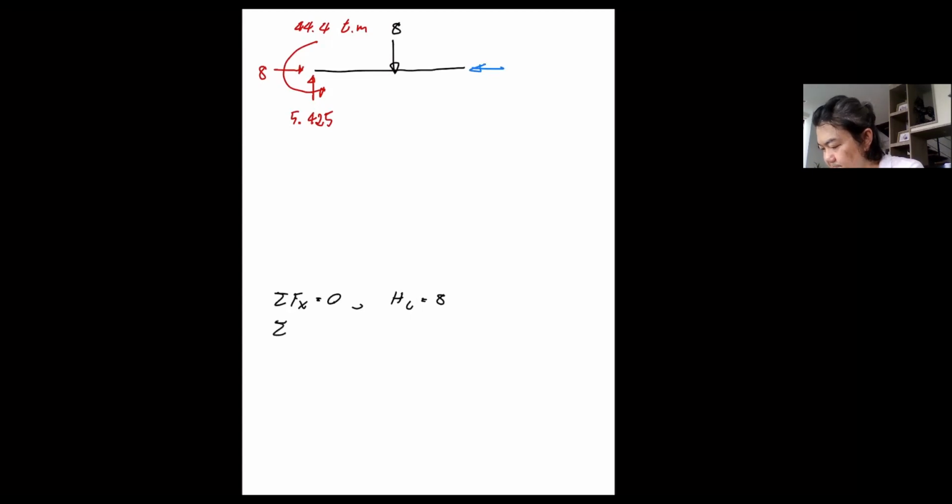And now sigma Fy equal to 0. Say VC, it's going to be equal to 8 minus 5.425, which is of course the vertical reaction of the frame at D, right? How much is that? 2.575 tons. Give some units as well. So that is 8. That my 8 looks horrible. That is 8. That is 2.575.